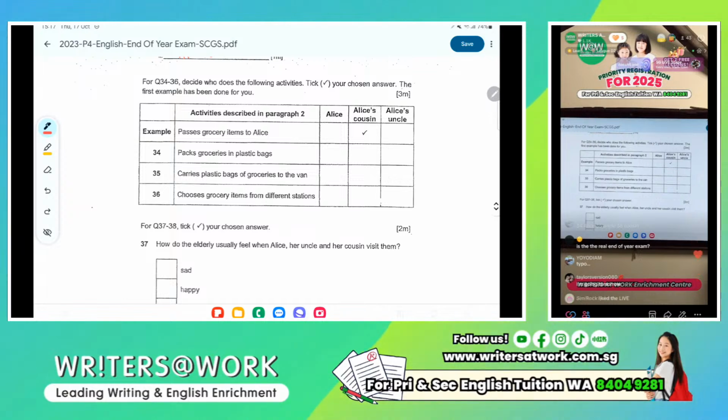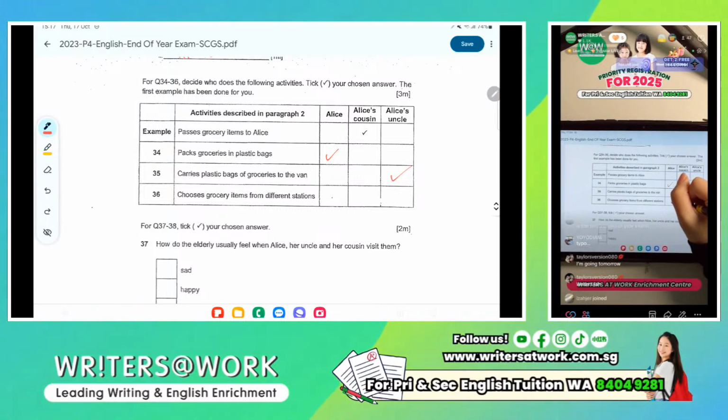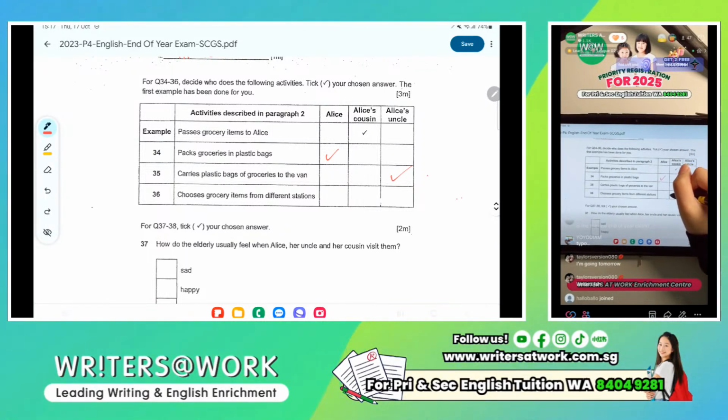Okay, for question 34. Packs groceries. Yes, that is Alice. Carries to the van. Right, it's uncle. And the cousin chooses them from different stations. Okay, so the uncle chooses them from different stations. Yes, so this will be correct.